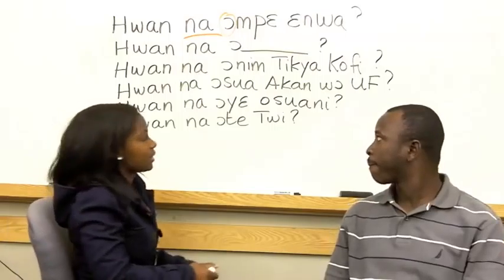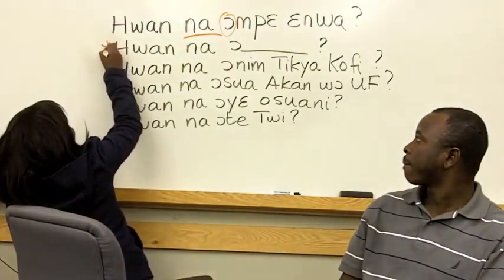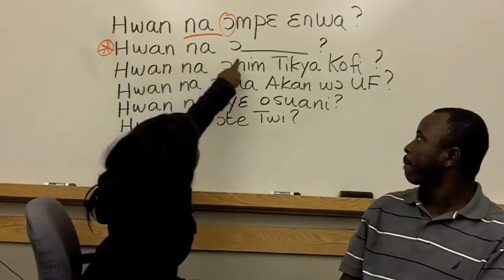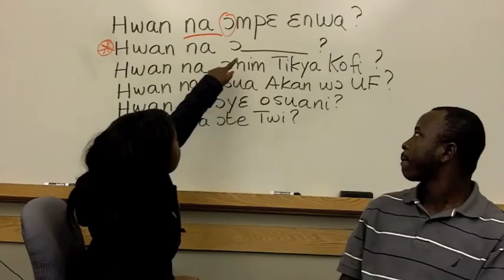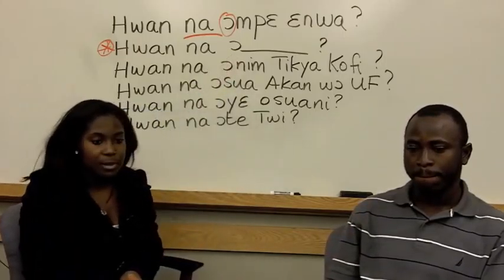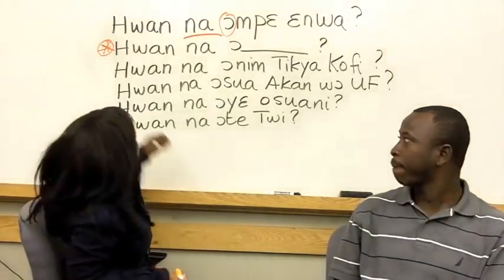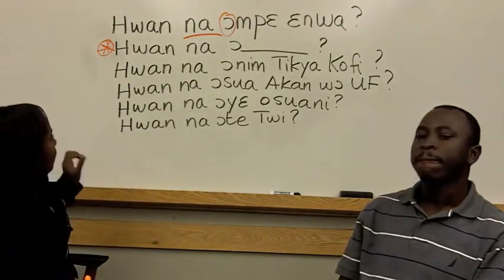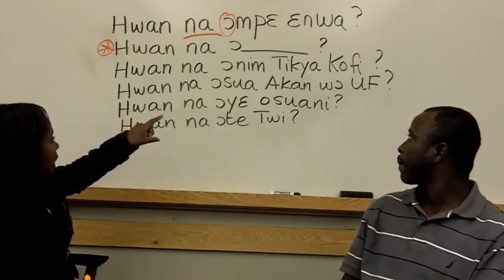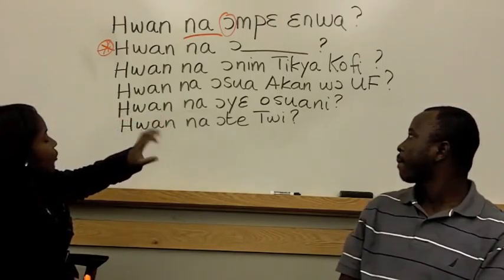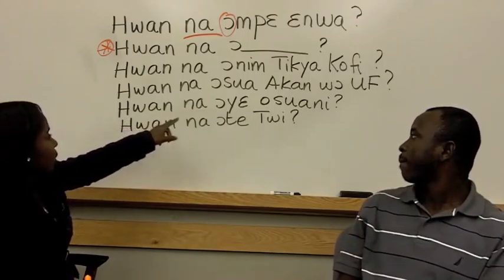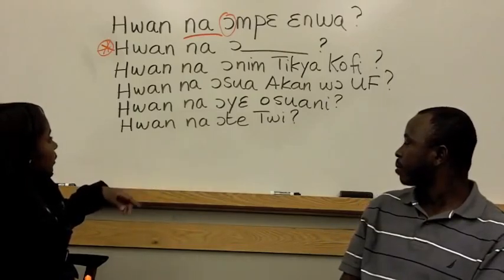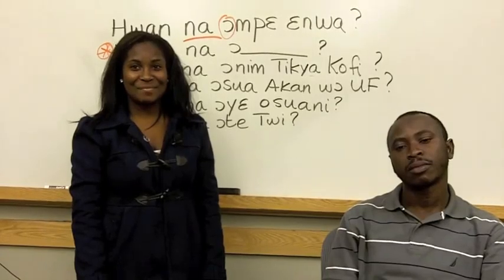The structure of the question looks like this. Huayna o blank, and you put the verb here. Here are a few more examples. Huayna o nim tija kofi. Huayna o suya akan wo yua. Huayna o ye o suani. Huayna o te tri.